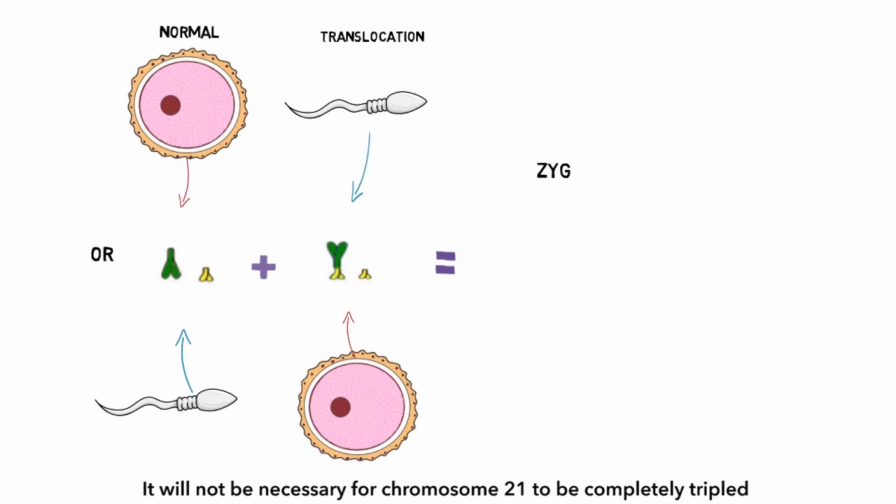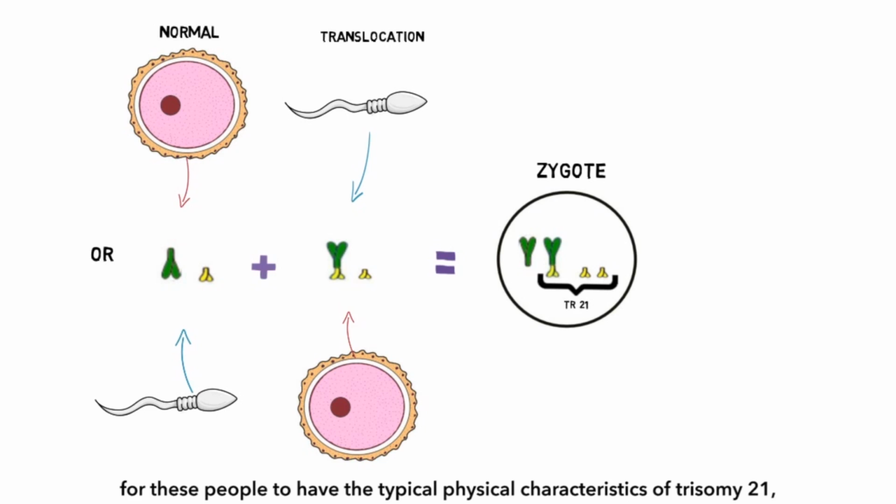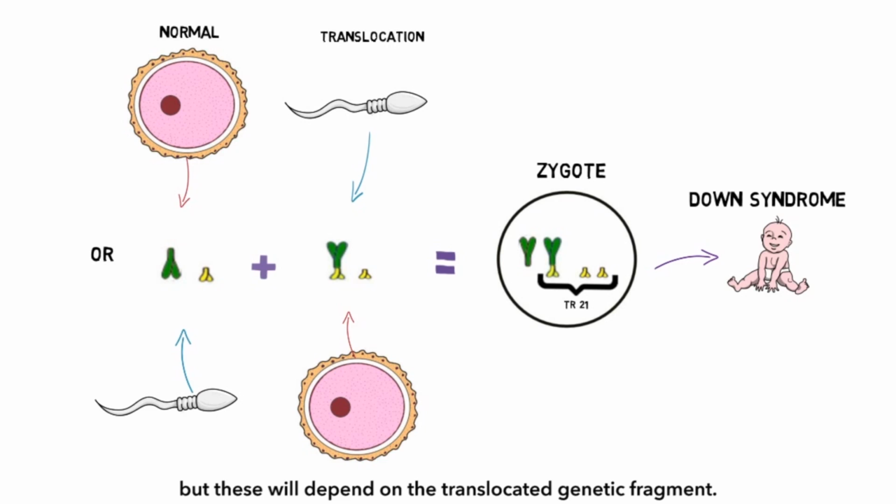It will not be necessary for chromosome 21 to be completely triple for these people to have the typical physical characteristics of trisomy 21, but this will depend on the translocated genetic fragment.